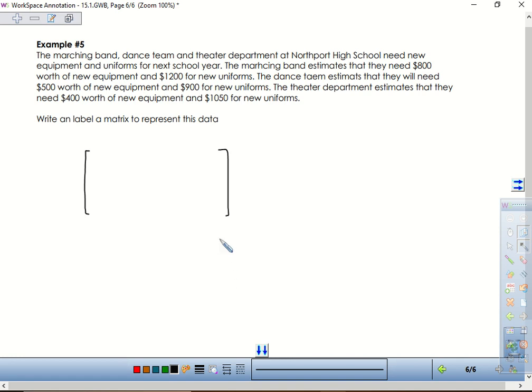Yeah, I mean technically I could rearrange stuff, but yeah, I could do a 2x3 or a 3x2, right? So I'm gonna do it like this. I'm going to do, let's see, we need equipment and uniforms, and then we have the marching band, dance team.